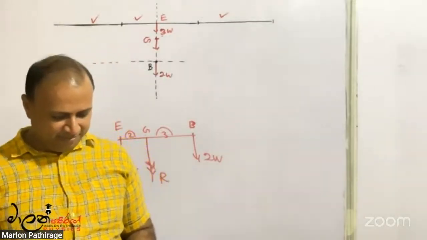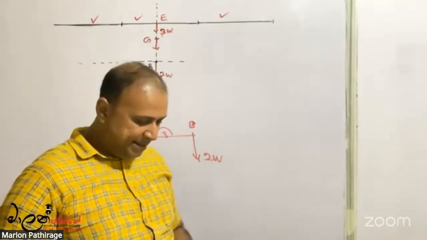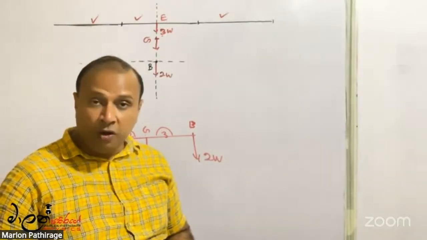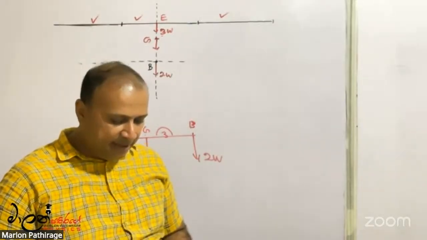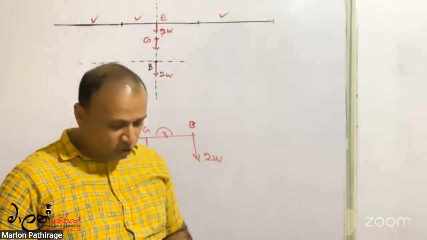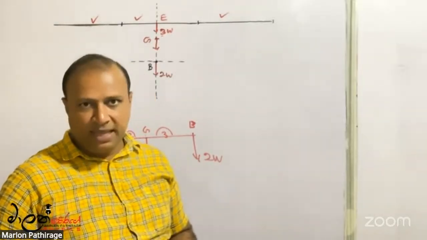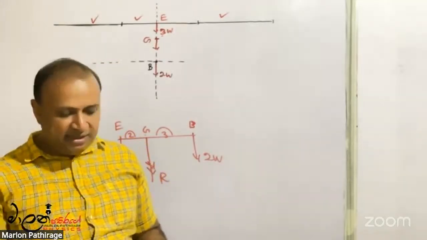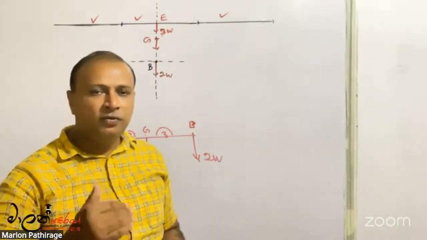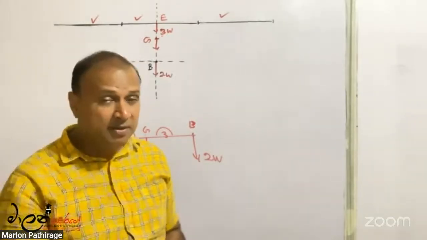Therefore, the answer should be on the symmetrical line. Definitely it should be on the symmetrical line. Therefore, the answer should be either A, D, or E, because that is the symmetrical line. The center of gravity of any object should be located on the symmetrical line if there is a symmetrical line.